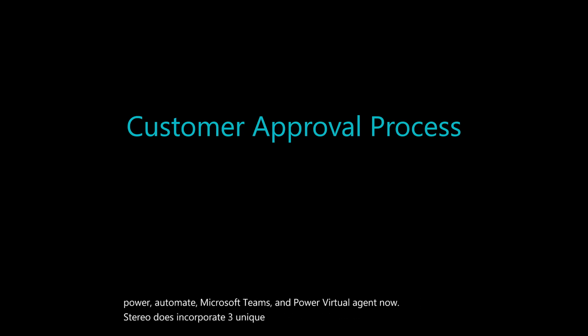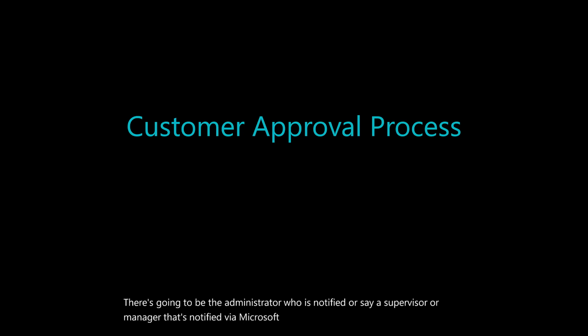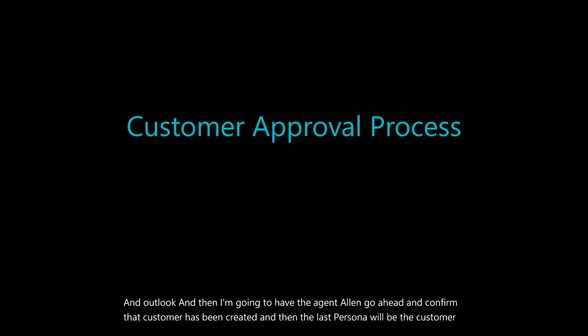Now, this scenario does incorporate three unique personas. I'm going to have Ellen, who receives a notification there's a new customer and interacts with an automated bot or agent. There's going to be the administrator who is notified, or say a supervisor or manager that's notified via Microsoft Teams and Outlook. And then I'm going to have the agent, Ellen, go ahead and confirm that customer has been created. And then the last persona will be the customer who receives a welcome email.